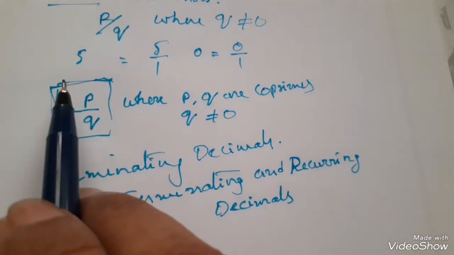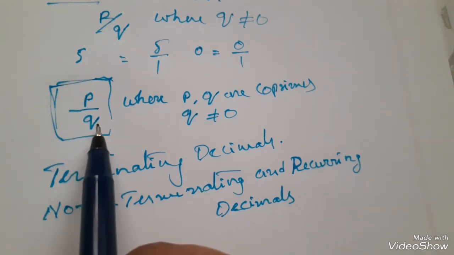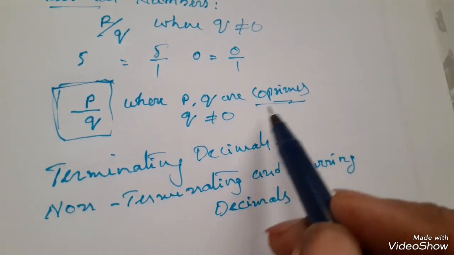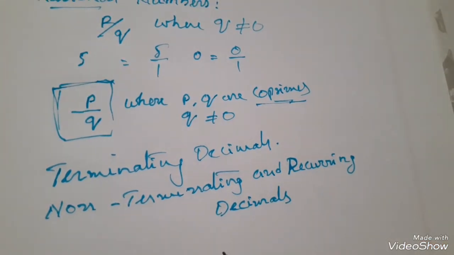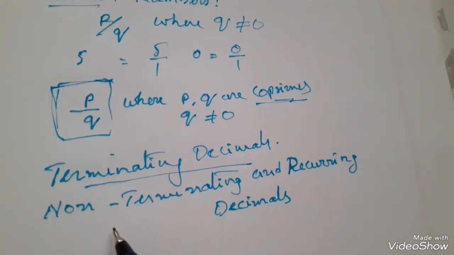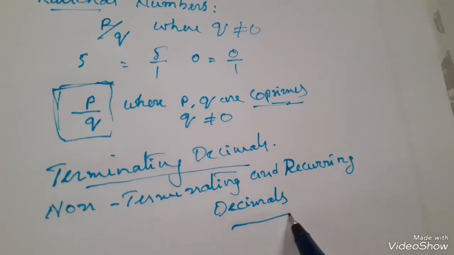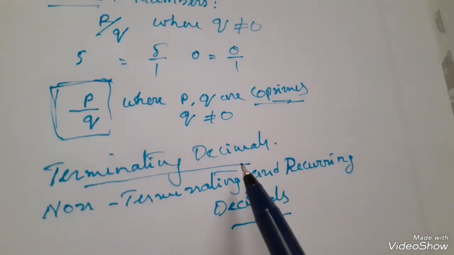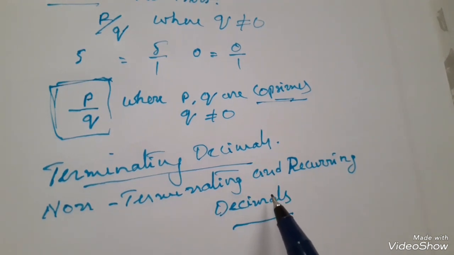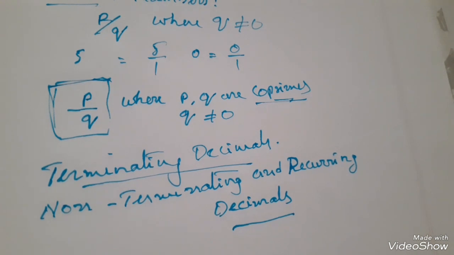So what is the standard form of a rational number? p by q is the standard form of a rational number when p and q are co-primes and q is not equal to 0. Not only that, all terminating decimals and non-terminating and recurring decimals are also called rational numbers because we can express them in p by q form. So they are all called rational numbers.